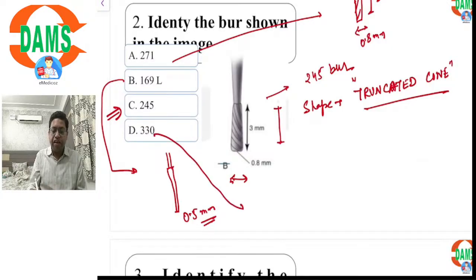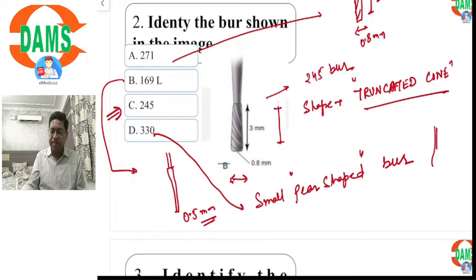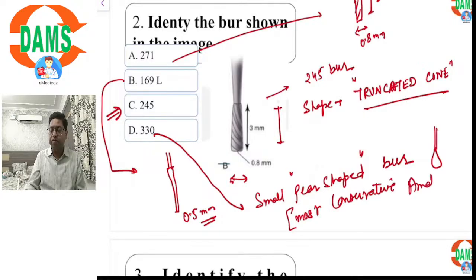And number 330 burr is a small pear-shaped burr. Pear-shaped burr means it is something like this, shape of a pear. This is also used for most conservative amalgam tooth preparations. Which burr? Number 330 burr.